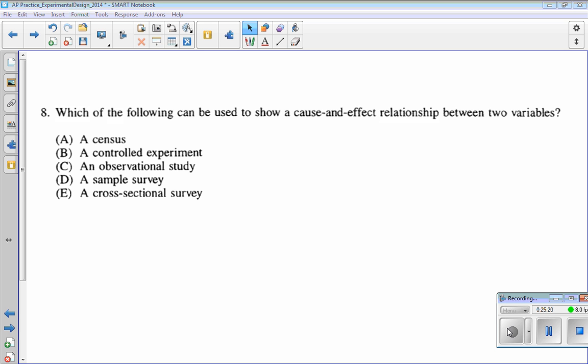Okay, number 8. You should know this, I just said it. What is it? B. It's the only one. You said it at the very beginning of class, right? Oh, highlighting the wrong one. Only a well-designed experiment with a control group would show a cause and effect relationship.